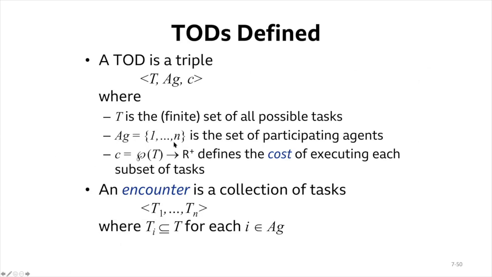Then you've got a set of agents, the negotiators. These are the participating agents. You've got a cost function, which just says, for every set of tasks, what the cost of that set is. So technically, C is a function which maps a set of tasks to the cost of that set of tasks.